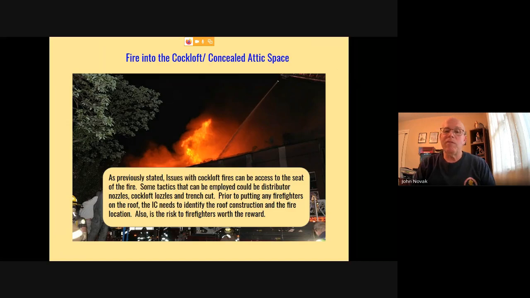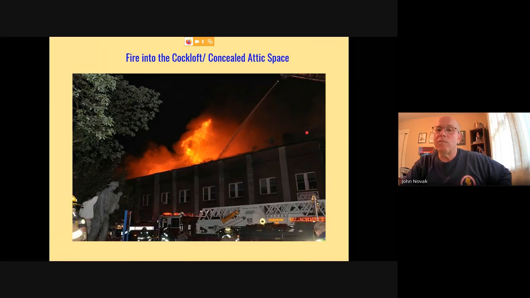Prior to putting any firefighters on the roof, the incident commander needs to identify the roof construction and the fire location. And is the risk to firefighters worth the reward? Again, older construction has dimensional lumber. You may be able to get up on a roof, cut some holes, get a distributor in there, get a cockloft nozzle in there. If you're looking at lightweight construction, you shouldn't even be standing on the roof. So it's very important that you know your buildings.